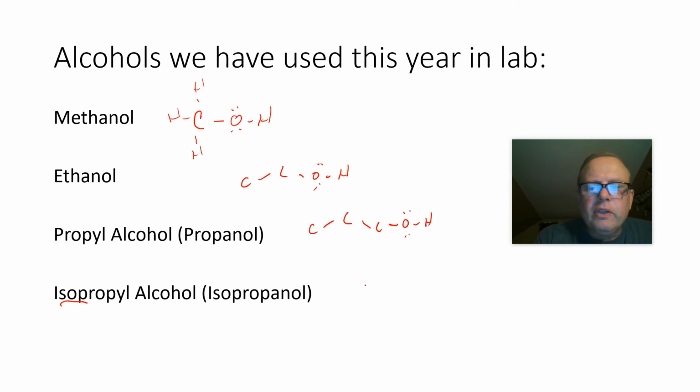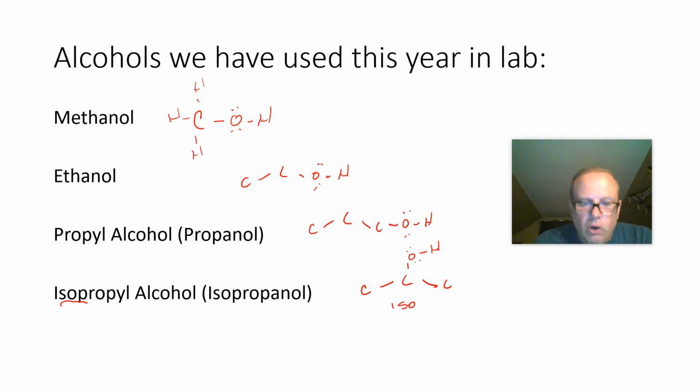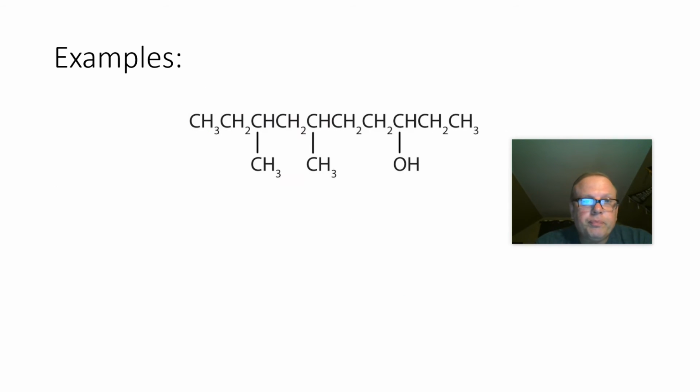Isopropyl means this. So propyl meaning three carbons, like such. Iso meaning isomer. So the hydroxyl group is on the middle carbon. So this is isopropyl alcohol, iso. It is an isomer of propyl alcohol. It's the only one that can exist, by the way. All right, there we are.